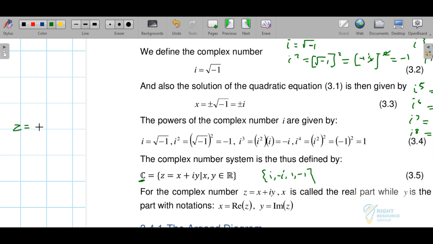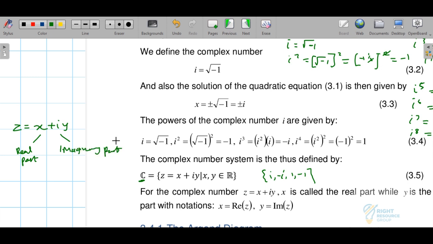Z equal to X plus iY. So this X is called the real part, and this iY is called the imaginary part.